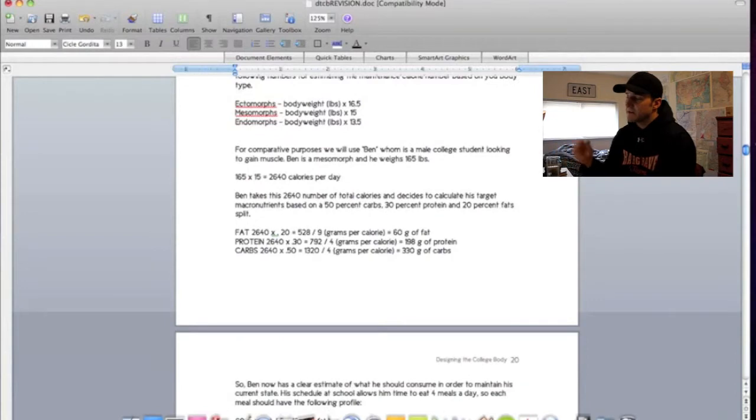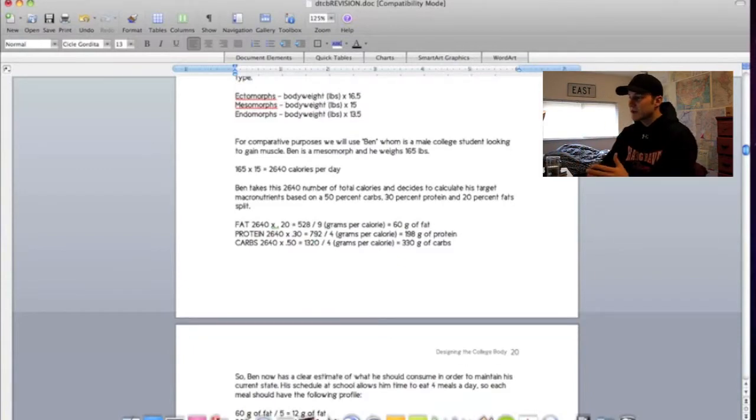Now he needs to set macronutrient percentages within that number. As you can see, he went 50% carbs, 30% protein, 20% fats. And that's a pretty good starting point, guys.